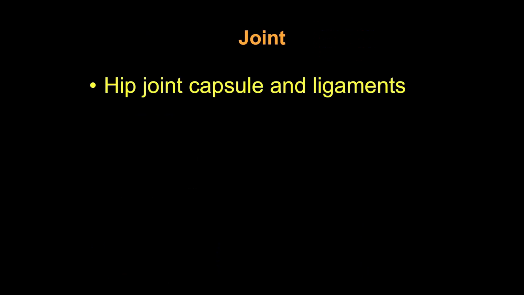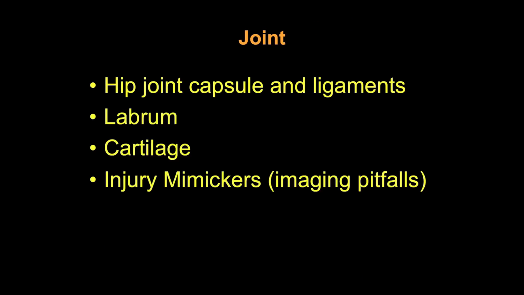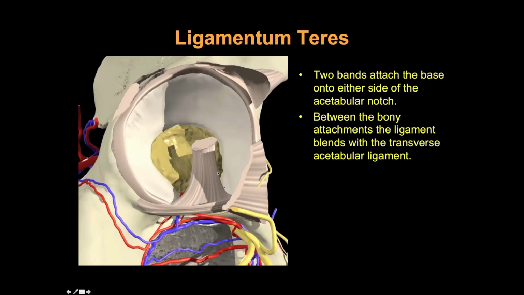Now, when we talk directly about the hip joint, we'll discuss the hip joint capsule and capsular ligaments, the labrum, articular cartilage, and then imaging pitfalls that can mimic injuries. So the Ligamentum Teres femoris has two bands that attach onto either side of the acetabular notch. Between the bony attachment, the ligament blends with the transverse acetabular ligament. So this is the Ligamentum Teres femoris. This is the transverse acetabular ligament.